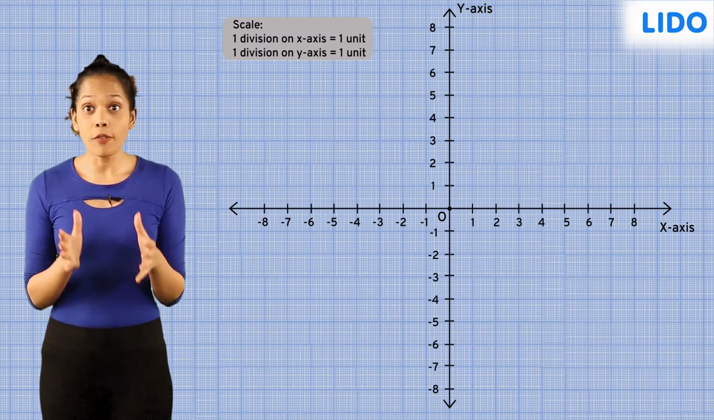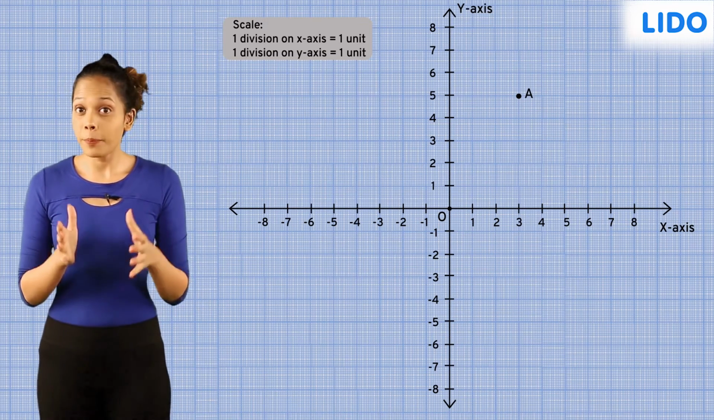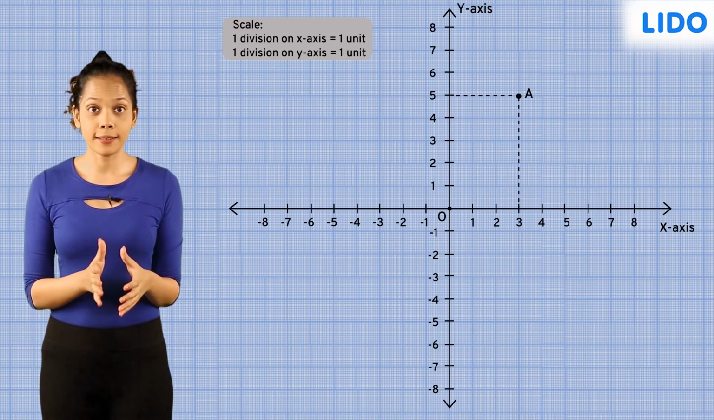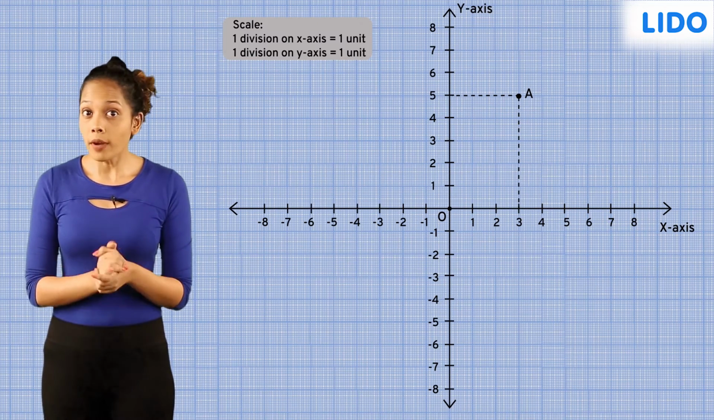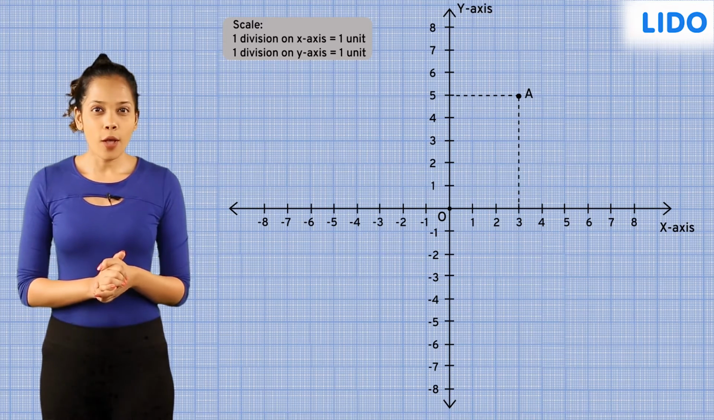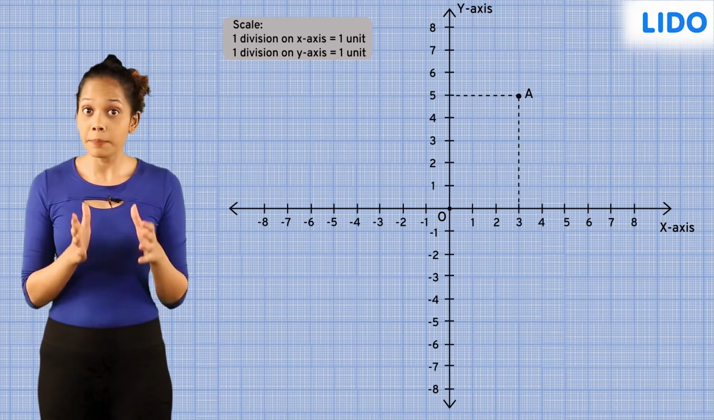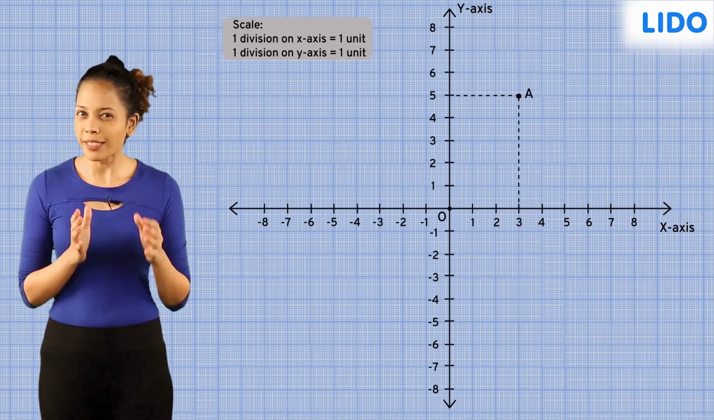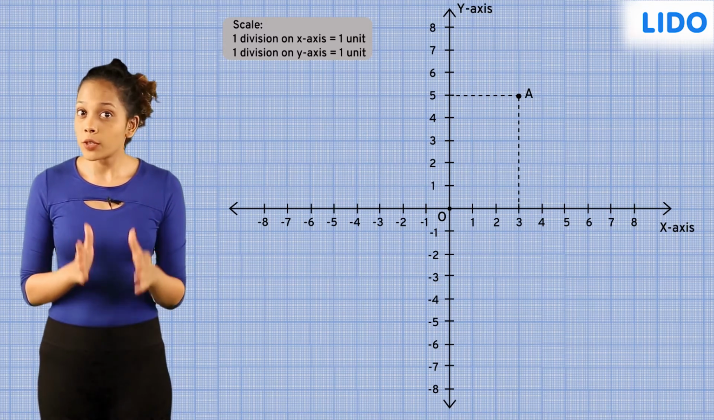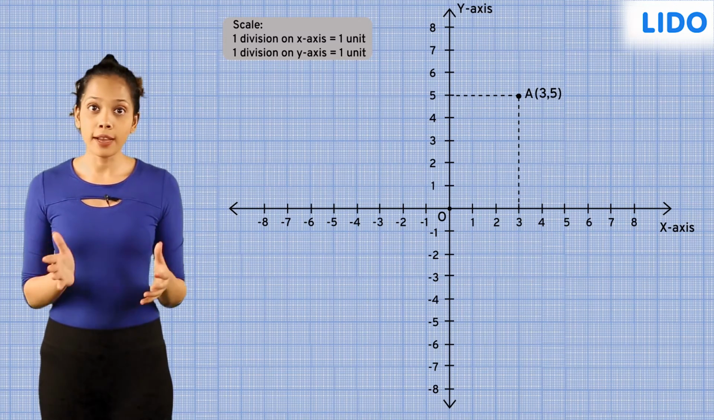Consider the position of aircraft A as shown in the graph. By drawing perpendiculars from this point to the x and y axis, we can determine the coordinates representing the position of the aircraft. Observe carefully and you will see that the perpendiculars meet the x-axis at 3 units and the y-axis at 5 units. So the coordinates of the point are (3, 5).